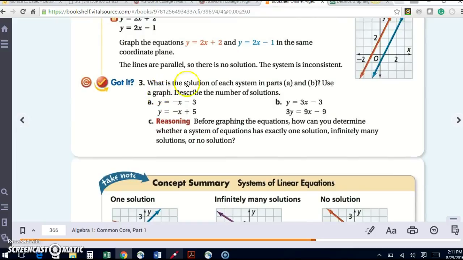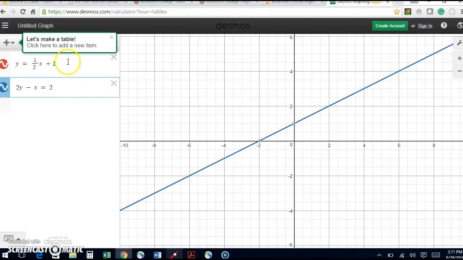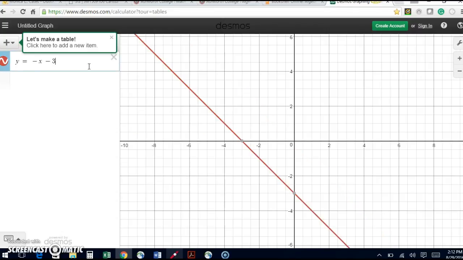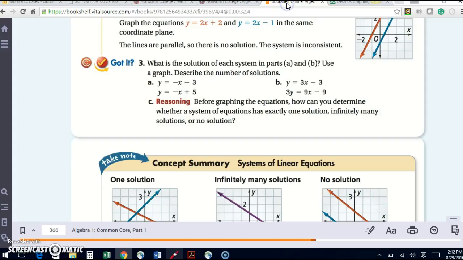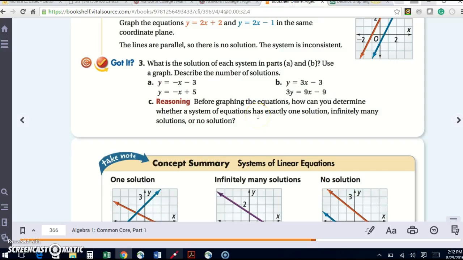Okay, let's take a look at guided number 3. It says, what is the solution of each system in parts A and B? Use a graph, describe the number of solutions. So first one I have y equals negative x minus 3, and the second one is negative x plus 5. Alright, they're parallel. So that means that they never cross. And I know they're parallel because I can also look at my slopes. They're the exact same slope. So because they're parallel, they are inconsistent.